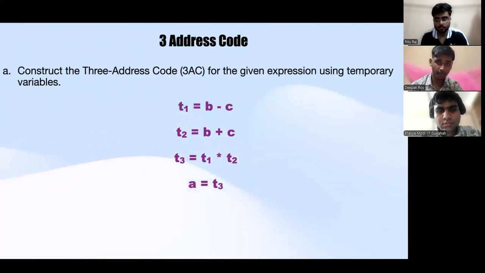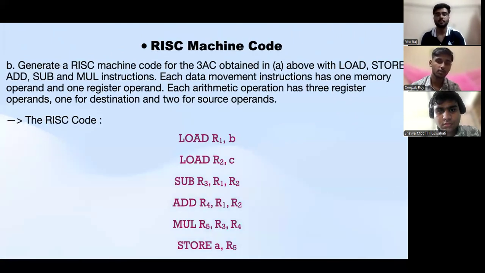Now T1 equal to B minus C, T2 equal to B plus C, T3 is T1 into T2. That implies that T3 is B minus C into B plus C. Then we assign the value to A, so A becomes B minus C into B plus C. We have done the three address code now. Now I am passing the next topic to my friend Rituraj.